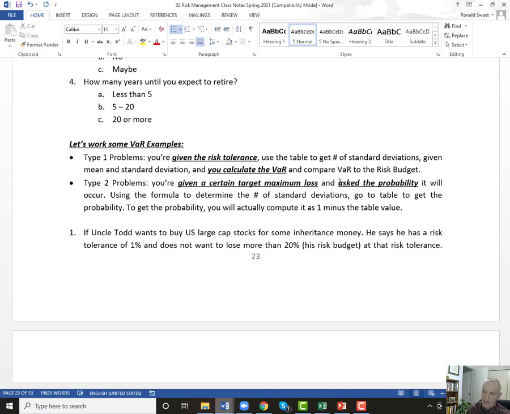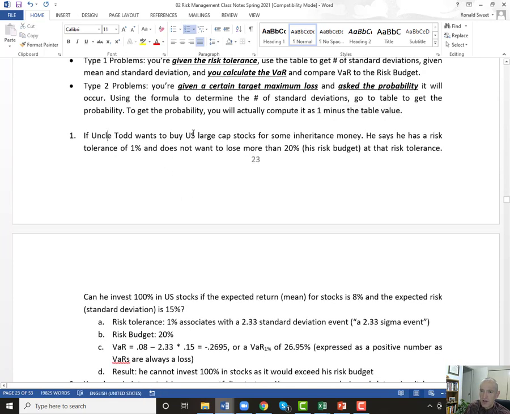where Goldman Sachs says we have a 95% chance of losing no more than that. So you can state it either way, but I'm going to use the smaller. So we'll use the smaller value, and we'll do 1 minus the table value. So let's practice that. So you have an uncle who wants to buy U.S. stocks. He says he has a risk tolerance of 1%. Now, what's the probability he's going to tell you that?